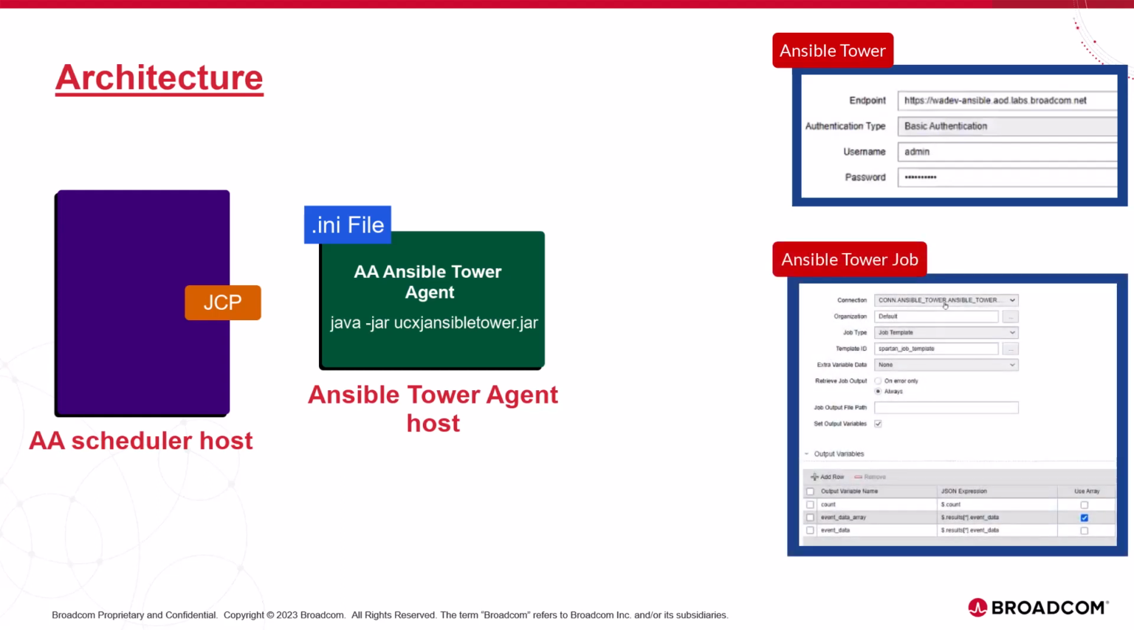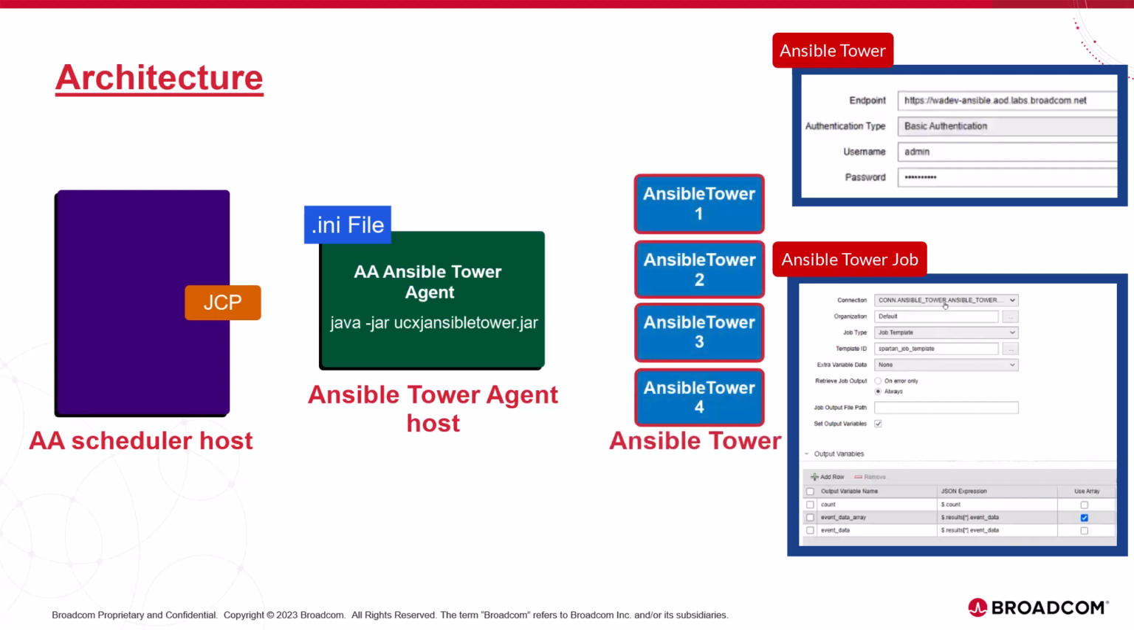Let's assume we're automating 4 instances of Ansible Tower. We create a connection object in Automic Automation for each instance by duplicating the con template for each of these instances. Lastly, we create start template jobs in Automic Automation for each corresponding process in Ansible Tower. The Automic Automation jobs include the connection object based on the target system.